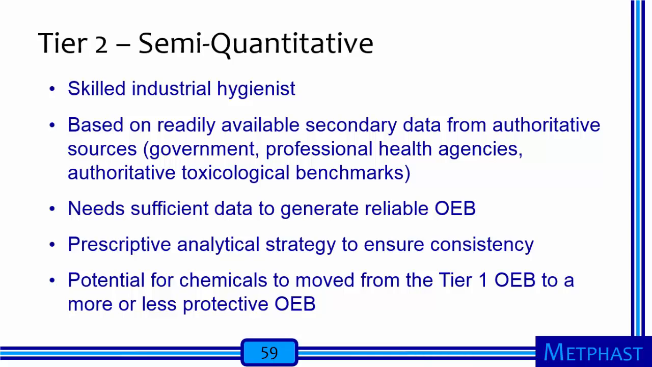Tier 2 also has a threshold for data sufficiency, meaning that if there isn't enough information available, a Tier 2 evaluation cannot be performed. The strategy for performing Tier 2 is prescriptive and outlined in detail by NIOSH to ensure that the results of the process are consistent among users. After a Tier 2 evaluation, there is potential for a chemical to be moved into a more or less protective band from the Tier 1 OEB. As previously mentioned, the Tier 2 band is more reliable than a Tier 1 band.